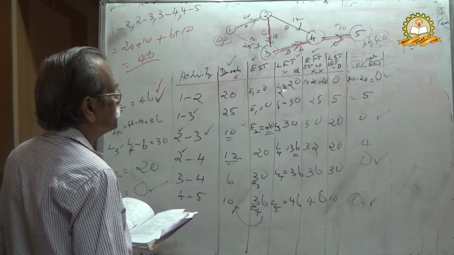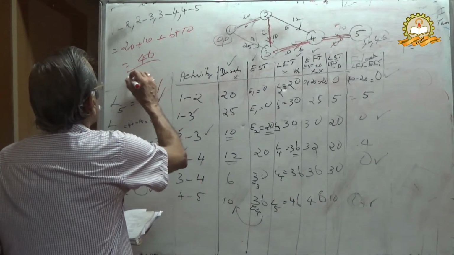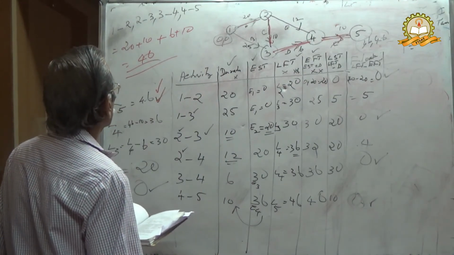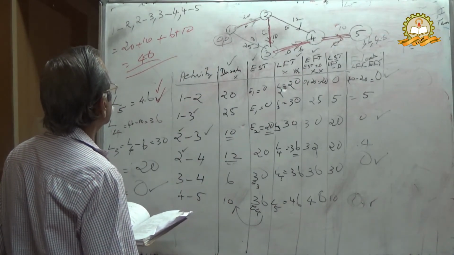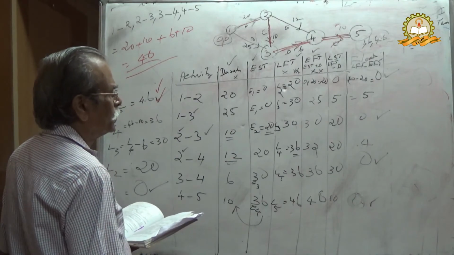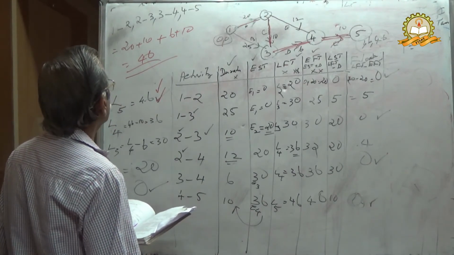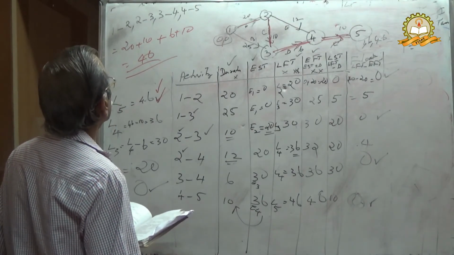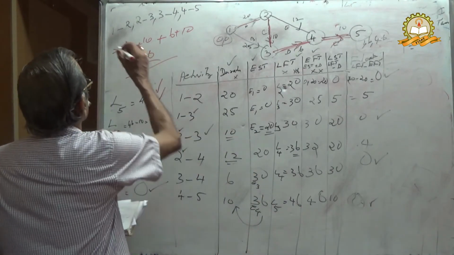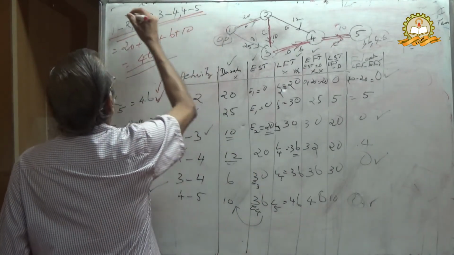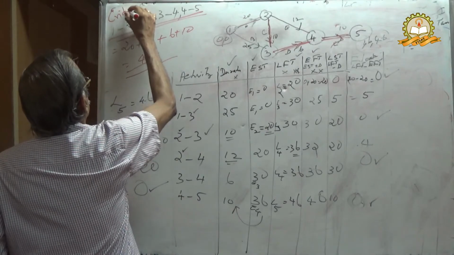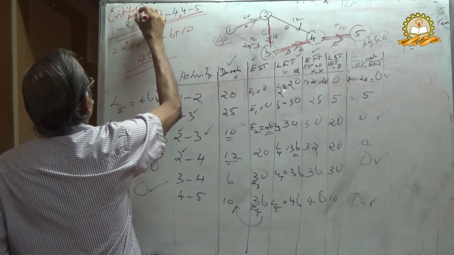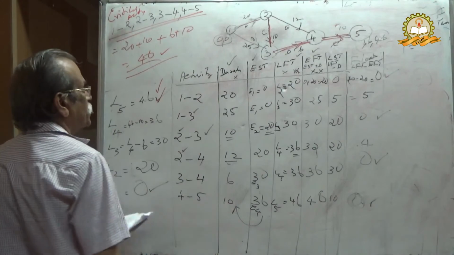Therefore you can write the total project time equal to 46, with the critical activities 1 to 2, 2 to 3, 3 to 4 and 4 to 5, with the duration 46.